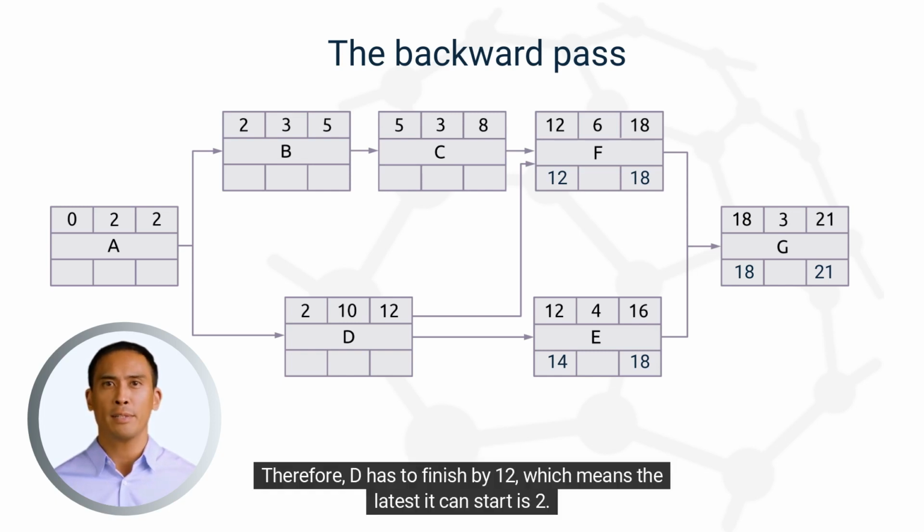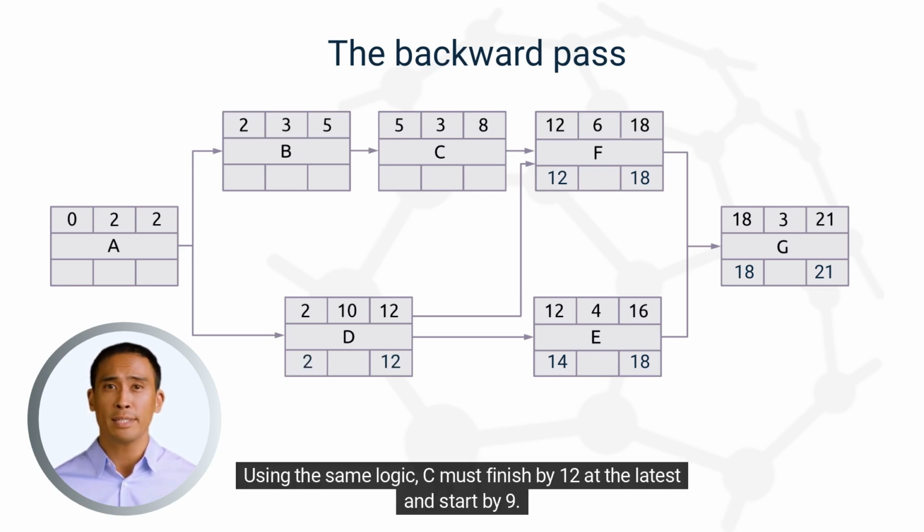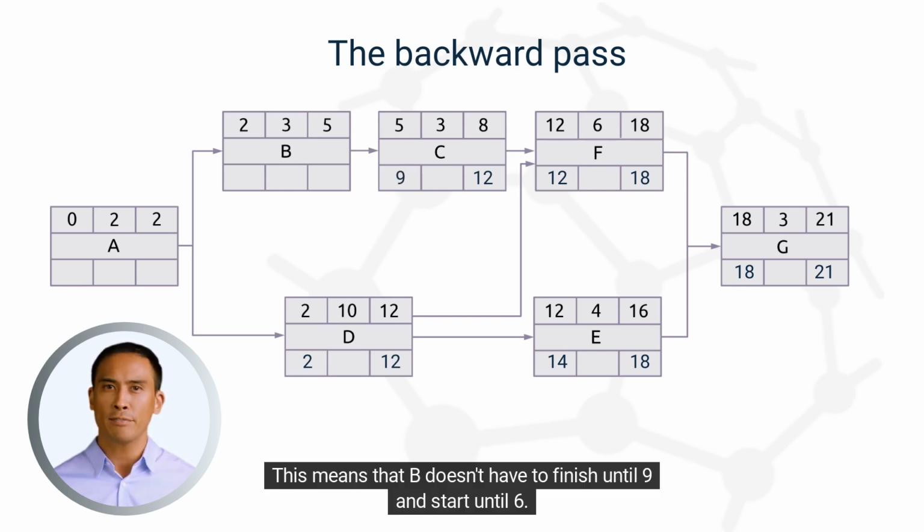Therefore, D has to finish by 12, which means the latest it can start is 2. Using the same logic, C must finish by 12 at the latest and start by 9. This means that B doesn't have to finish until 9 and start until 6.